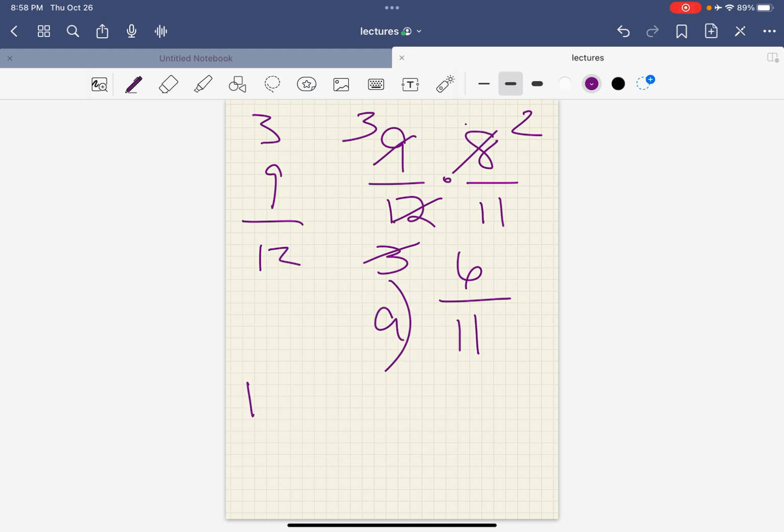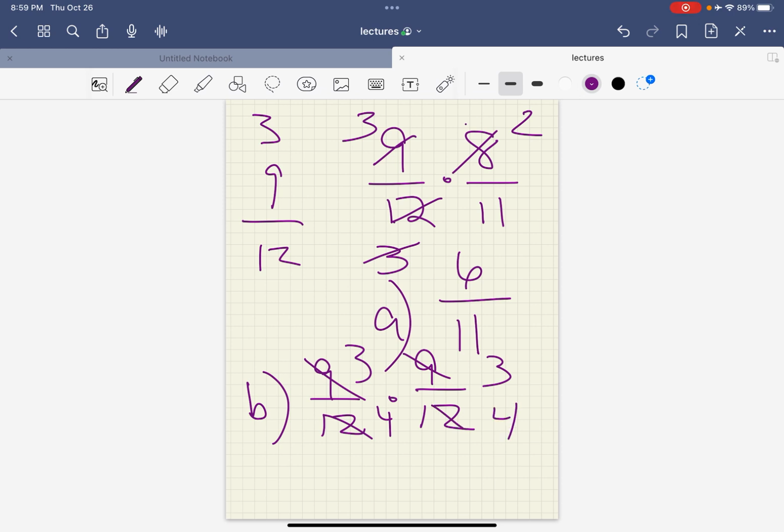Then part B is with replacement. So the first time it's 9 over 12. Put it back in. The second time it's still 9 over 12. So each one of these is 3/4. So that would be 3 times 3 is 9 over 4 times 4 is 16. Okay, so that's the first one.